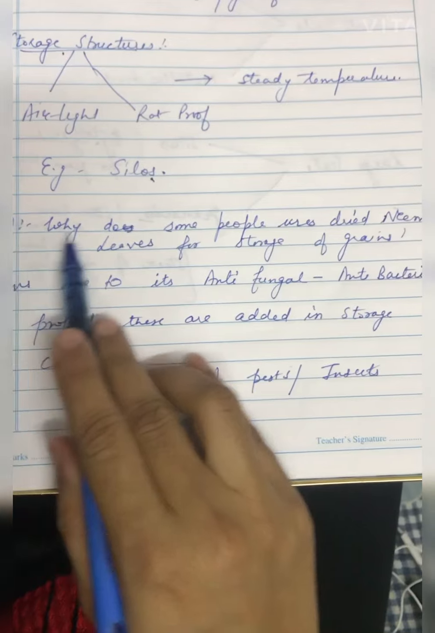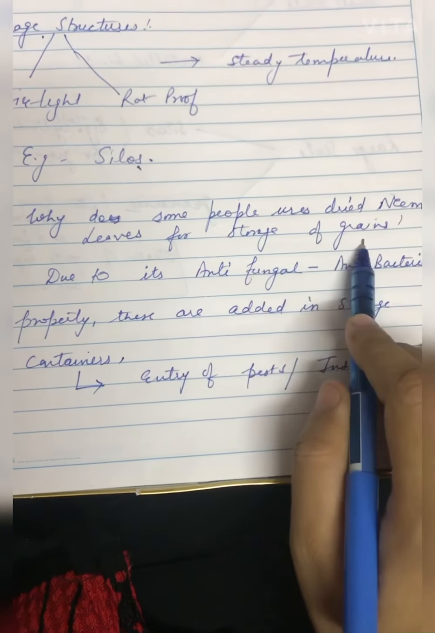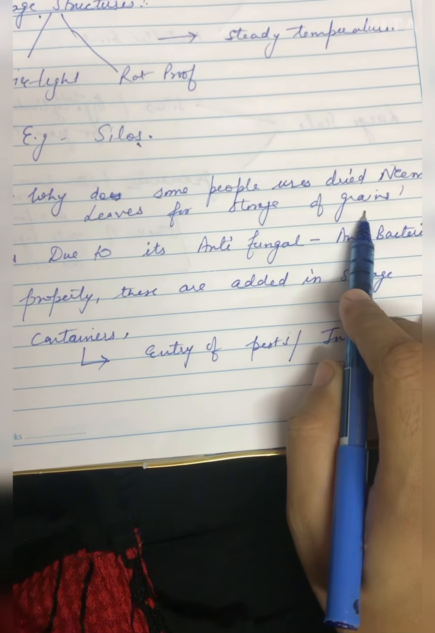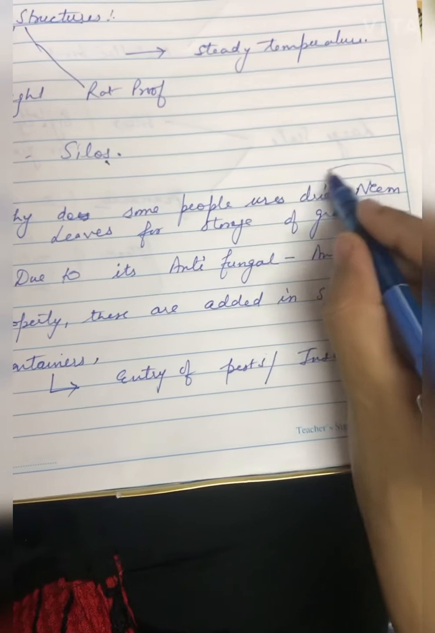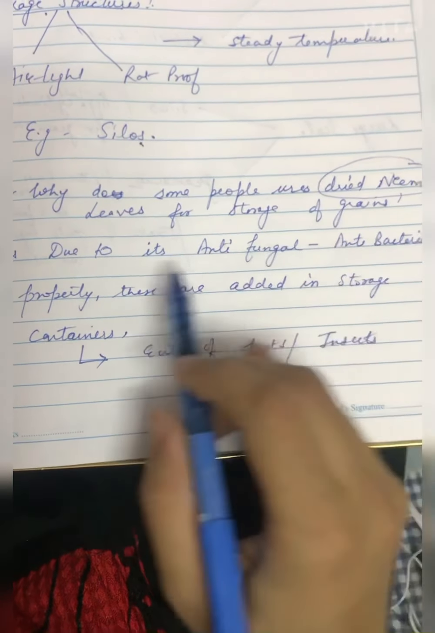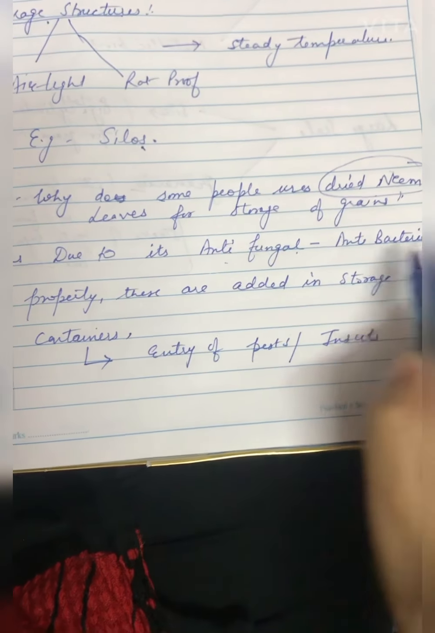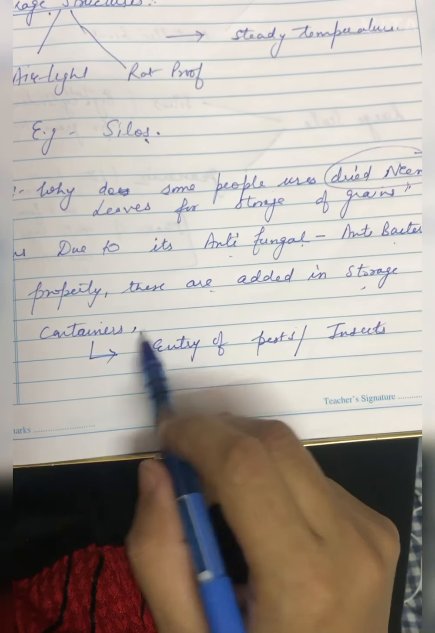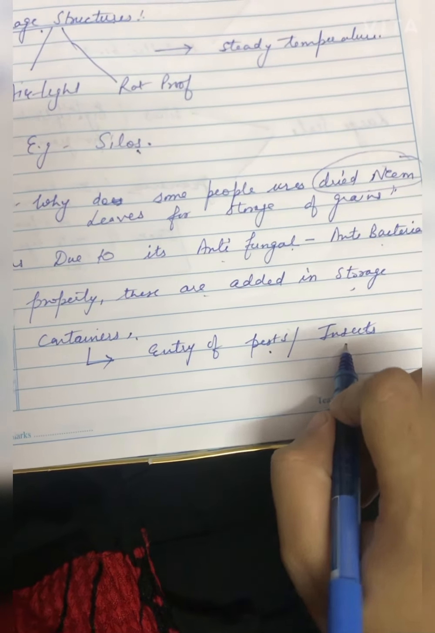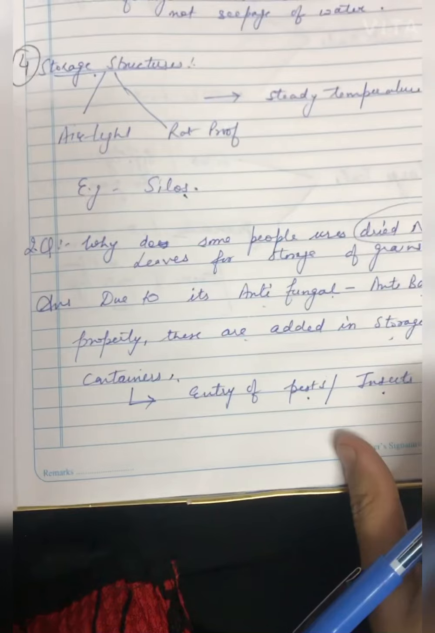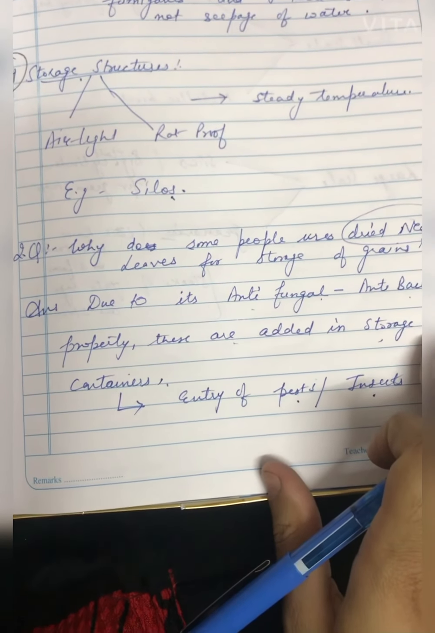Now the next question is why you saw some people using dried neem leaves for the storage of grain if they're going to store them in their houses in a drum. They're using the neem leaves. Why are they using these dried neem leaves? Because these leaves have antifungal and antibacterial properties. They are added in these storage containers so we can protect a crop from pests, insects or other microorganisms. So up to here we discussed various methods of crop storage.